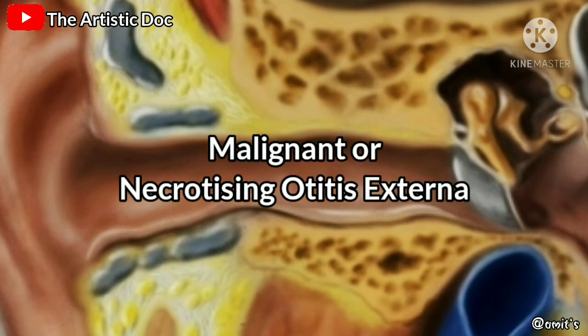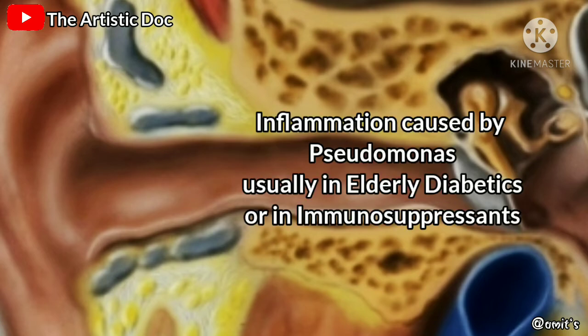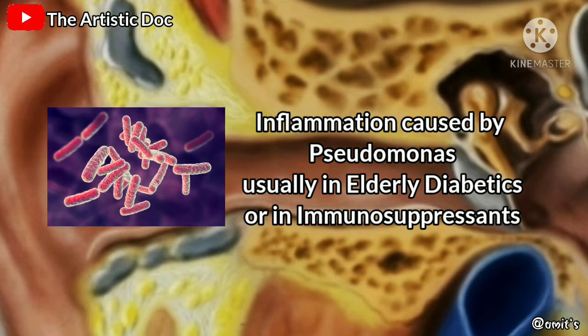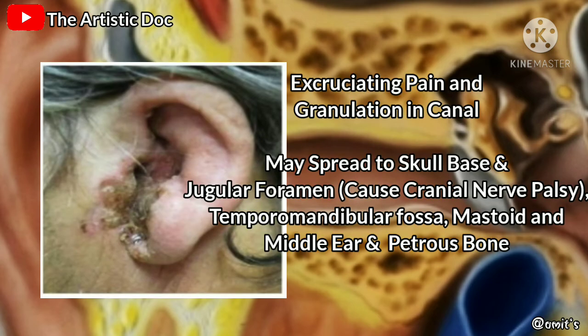Malignant or necrotizing otitis externa. It's an inflammatory condition caused by Pseudomonas in elderly diabetics, or in those on immunosuppression therapy. Excruciating pain and the appearance of granulation is seen in the ear canal. It may spread to the skull base and jugular foramen, causing cranial nerve palsies. Or it may spread to the temporomandibular fossa, mastoid or middle ear and petrous bone.